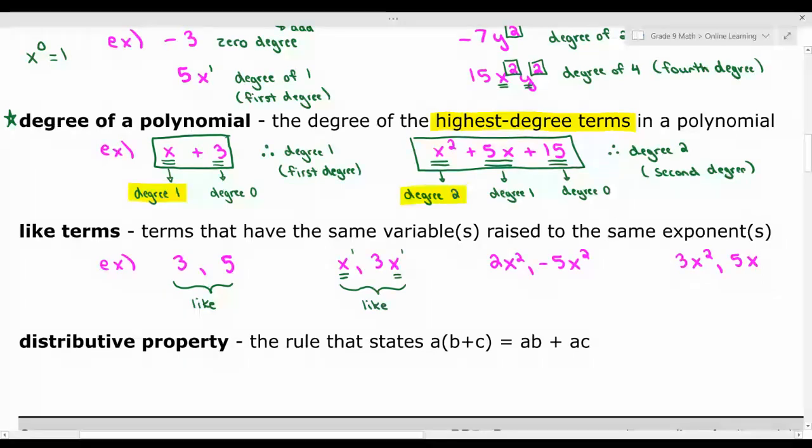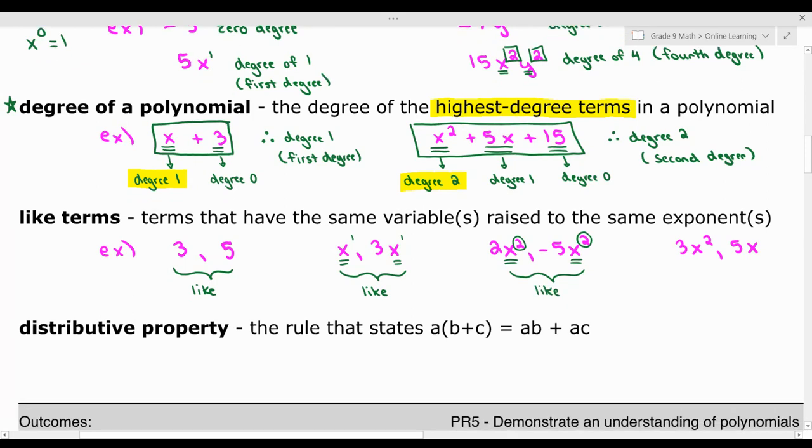Next pair, so this has an x, this has an x, looks pretty good. This is to the power of 2, this is to the power of 2, so I'm allowed to consider these like, so they would be like terms. But look at the last pair. So this has an x, this has an x, looks pretty good, but then you'll notice this has a 2 where this has a 1. So these are not considered like terms.